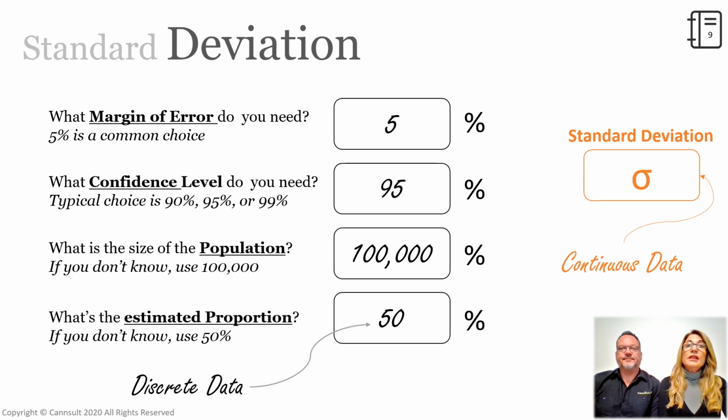Most online calculators are made to support surveys and assume that we're using discrete data. So you may have to work around this if you're using a continuous measure. The alternative to estimated proportion when we're using a continuous measure is the estimated standard deviation. Same exact concept here, but we're estimating the variation in the measures that are being studied.